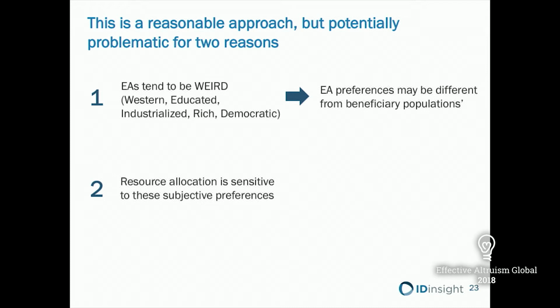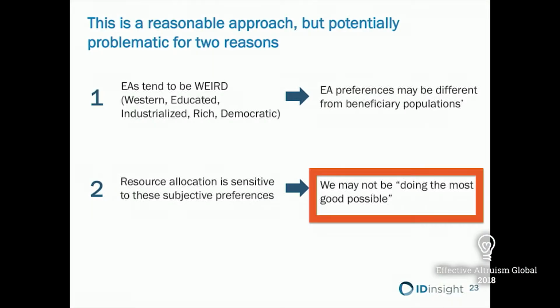resource allocation is quite sensitive to these subjective preferences. So we like to think that we've done all these randomized trials, we know what the cost effectiveness is, but when you're deciding between GiveDirectly and AMF, there's a lot of subjective input there. And so we might not be doing the most good possible if we are ignoring the differences in preferences and subjective values of EAs versus beneficiary populations.